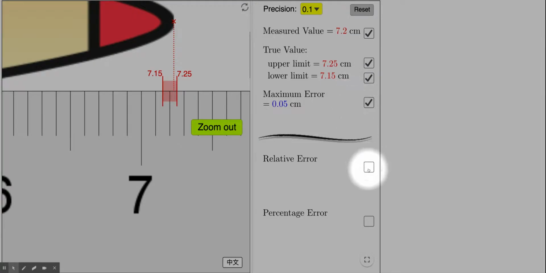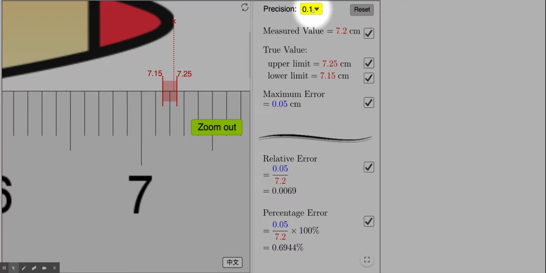That is why you should know the meaning. You have the region like this, and for the relative error, this is the numerator and this is the denominator. Therefore, you have 0.05 over 7.2. As you can see, each time we change the relative error, we change the precision. So pay attention to this percentage error for comparison.